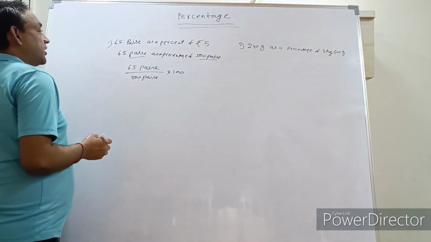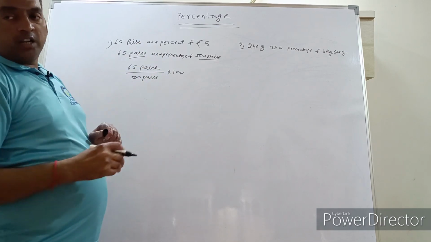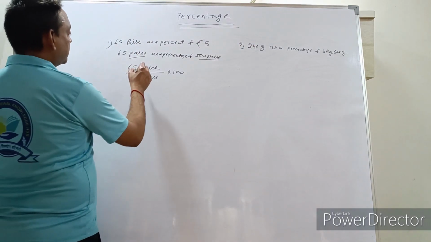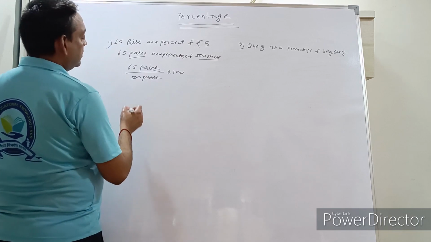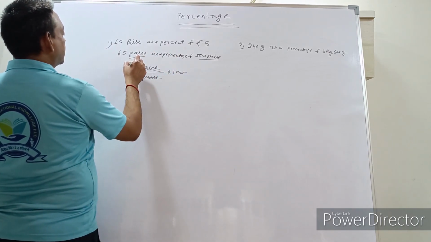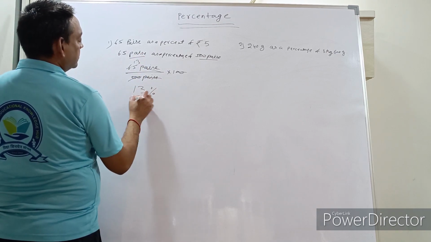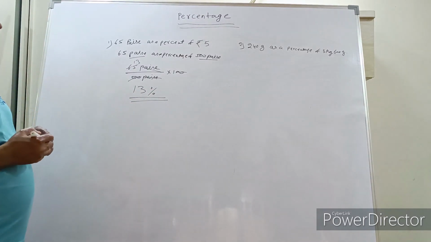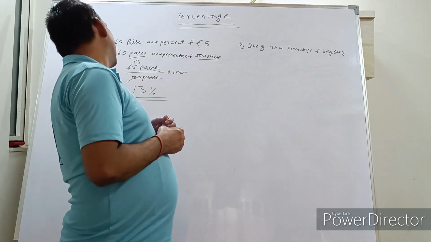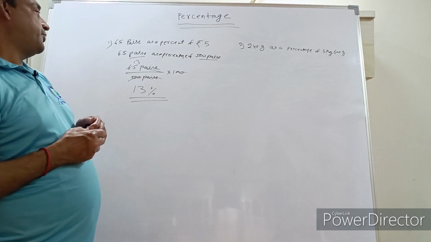Whenever they give the percentage symbol, we have to divide by 100, and whenever we want it into percentage, we multiply by 100. The first thing, both the paise get cancelled, this 20 and this 20 get cancelled, 5 ones are 5, 5 thirteens are 65, so this is nothing but 13 percent. Clear? So 65 paise is what percentage of rupees 5? So 65 paise is 13% of rupees 5.